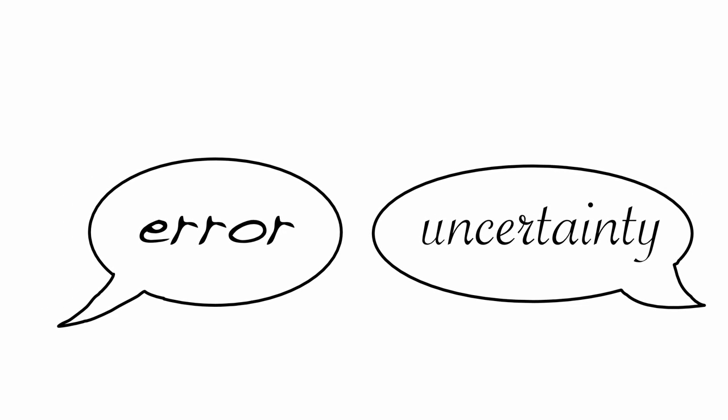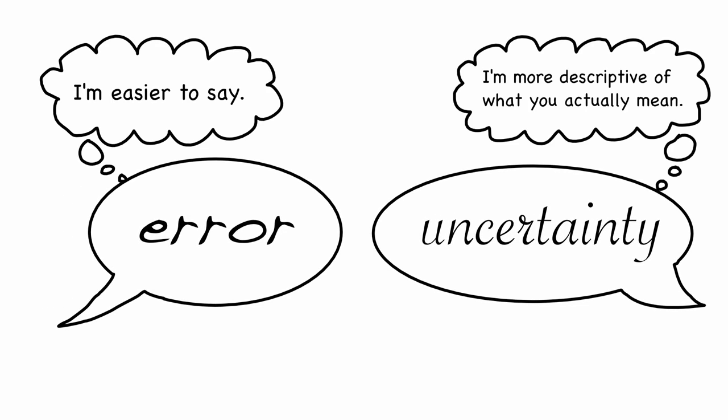Some say error when they're in a hurry, and uncertainty has too many syllables. Don't sweat the difference.